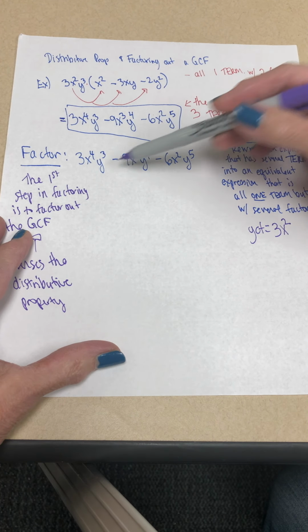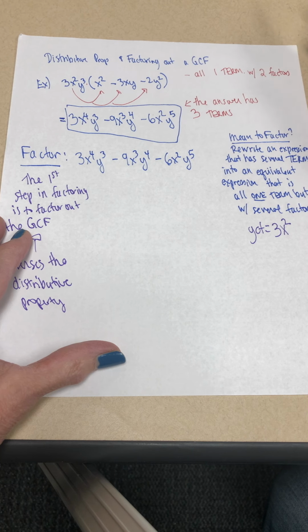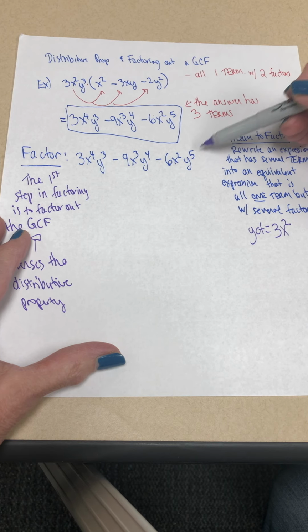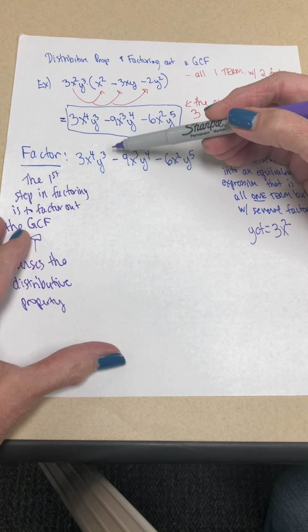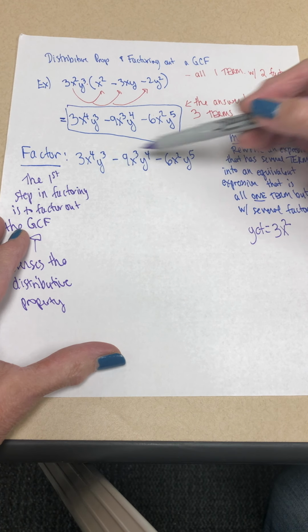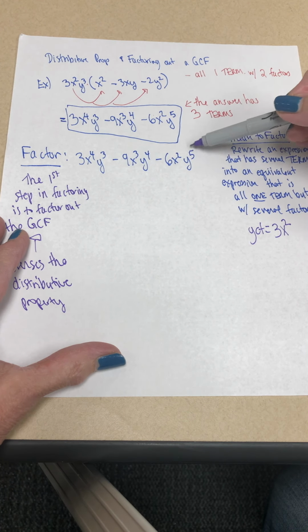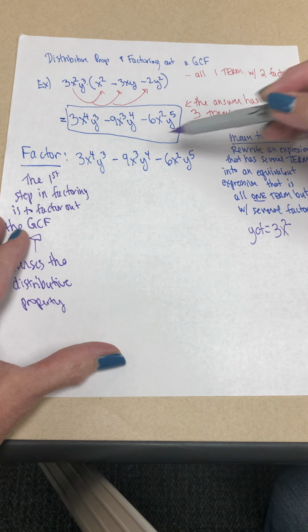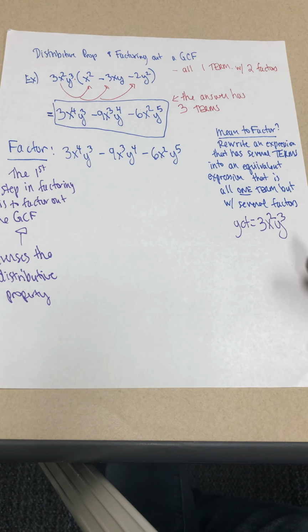Now look at the y's. Yep, the y is common to every term. At most, how many y's show up in every single term? Well, it's not y to the 5th because there aren't 5 y's here. But there's y to the 3rd here, so there are 3 y's here, and there are 3 y's there. So y to the 3rd is common to all terms. So the GCF is 3x squared y cubed.